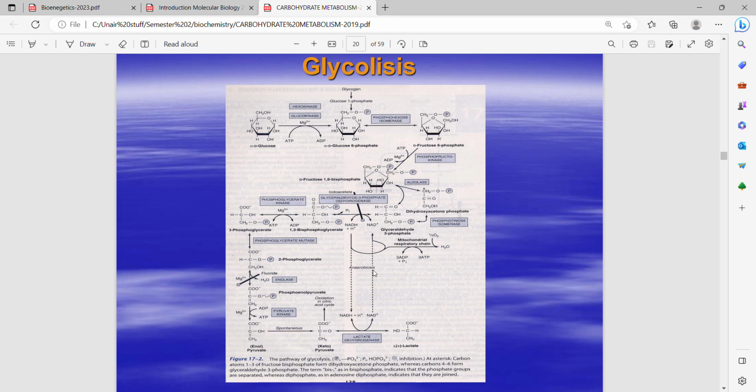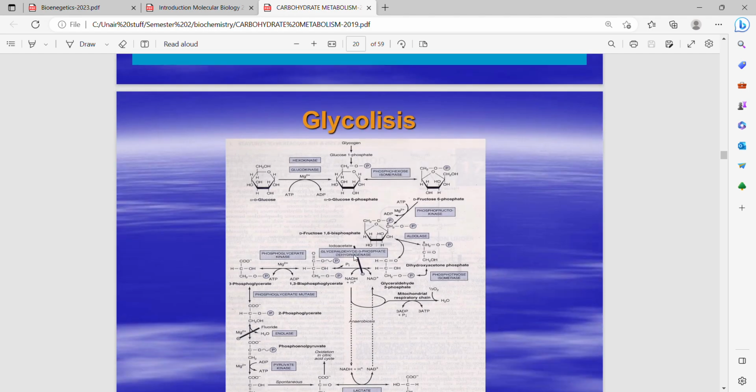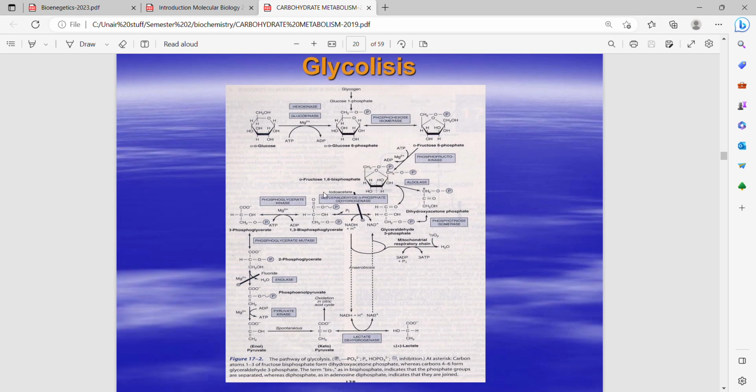After pyruvate accepts hydrogen and becomes lactate, there's now NAD to use to accept the hydrogen from this molecule, from the glyceraldehyde 3-phosphate. So the cycle can continue. However, if there is too much lactate, it will cause damage to your muscle. So this is the process of glycolysis.